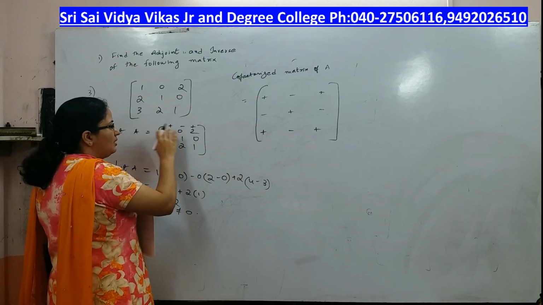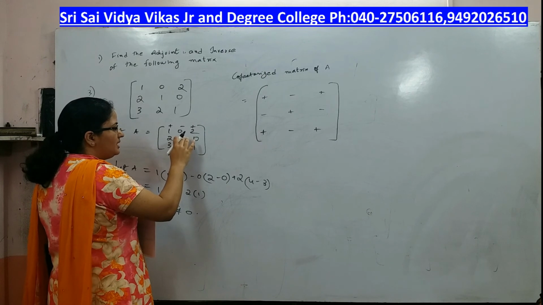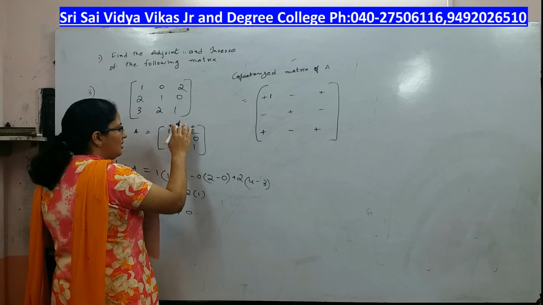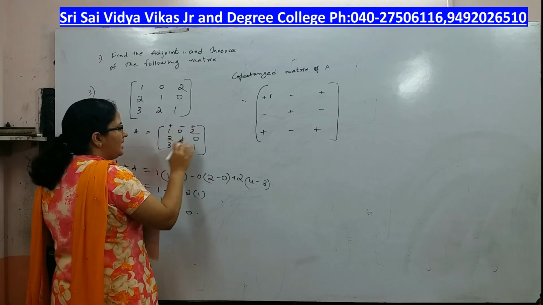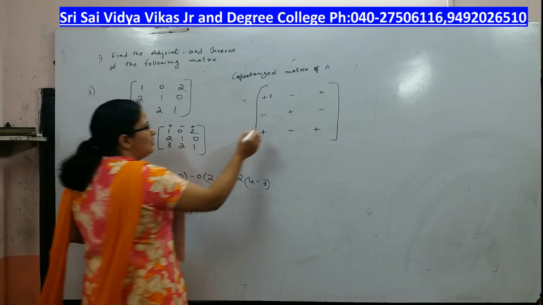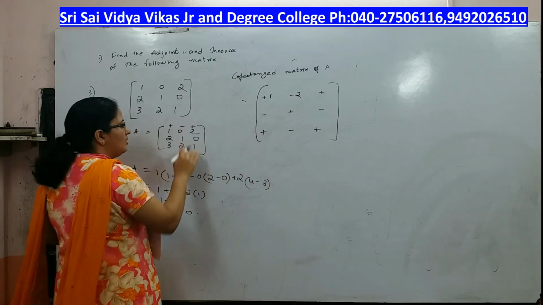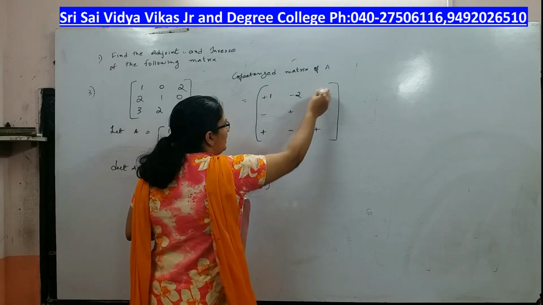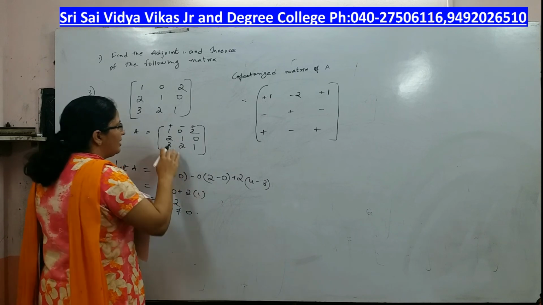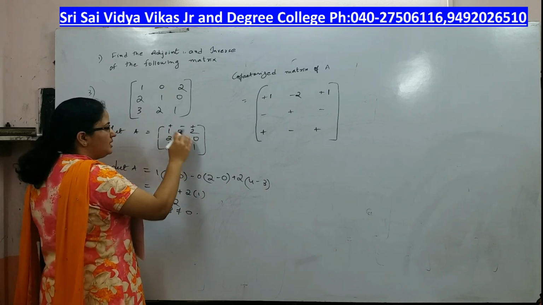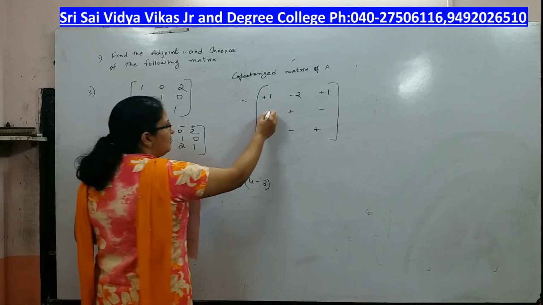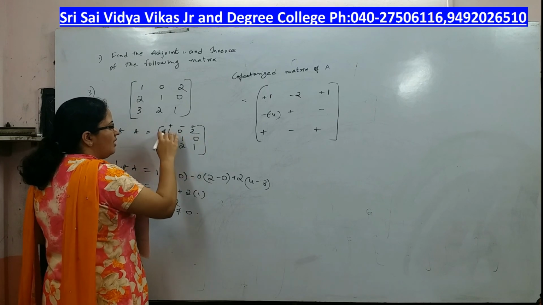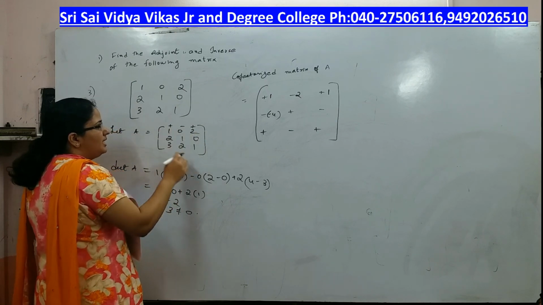Now close this column, close this row. You have to do AD minus BC. 1 minus 0, that is 1. Next for this element, close this column, close this row: 2 minus 0 is 2. For this element, close this column, close this row: 4 minus 3 is 1. Next for 2, close this column, close this row: 0 minus 4 is minus 4. Next for 1, close this column, close this row: 1 minus 6 is minus 5.